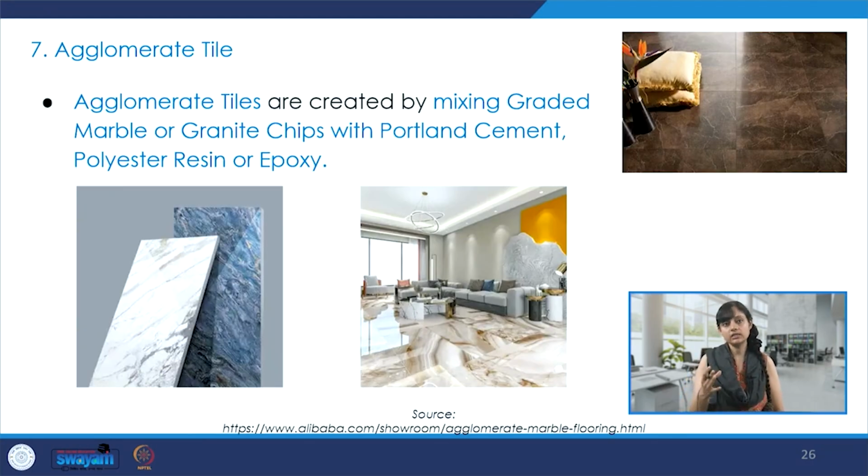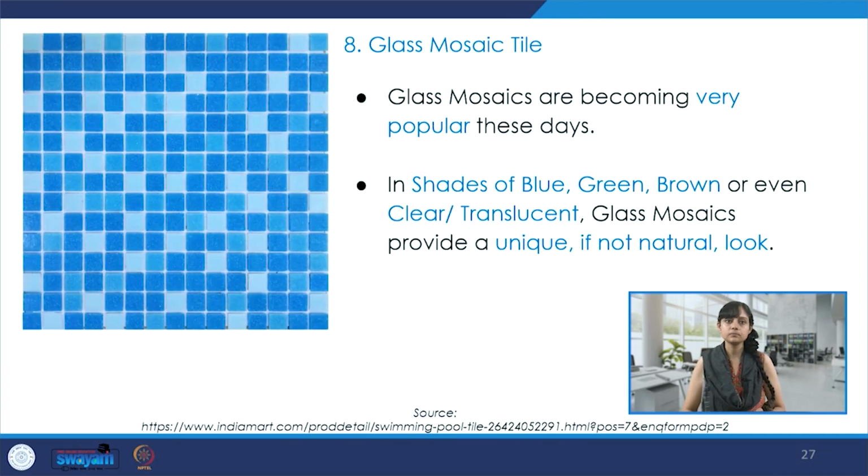Then there is a category of agglomerate tiles. These tiles are created by mixing graded marble or granite chips with Portland cement, polyester resin or epoxy. By mixing all of these agglomerates, a composition is achieved which can be used for flooring and walling.